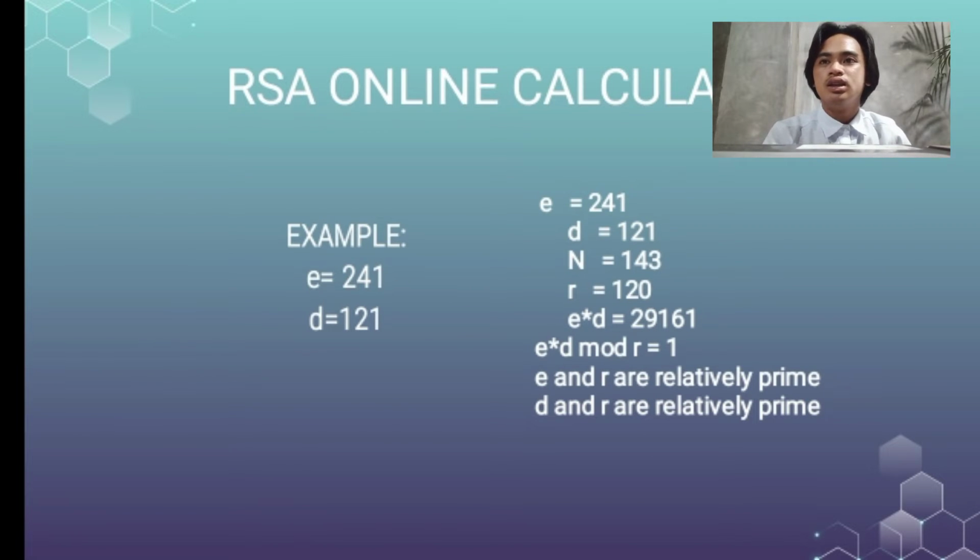Example. From the values chosen in step 1, choose E equals 241, D equals 121. So the output should be: E and R are relatively prime and D and R are relatively prime.